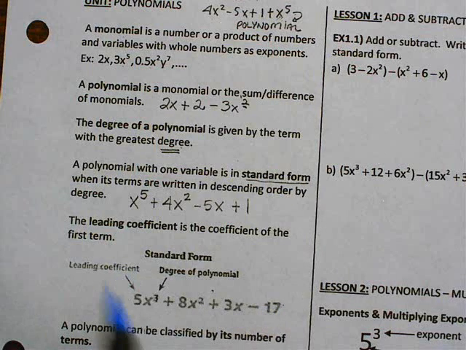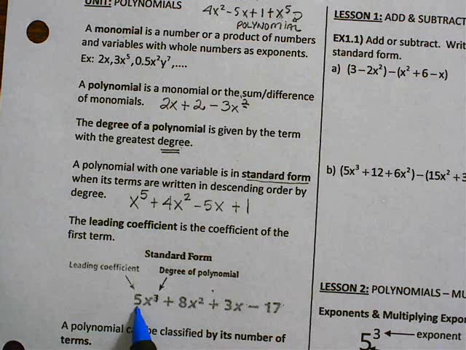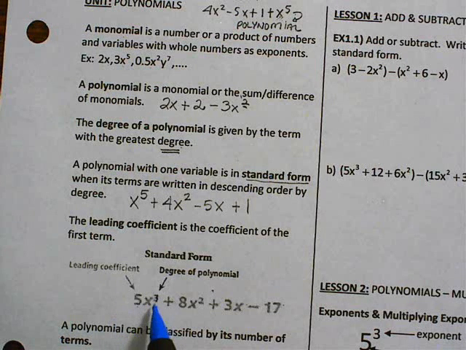So the leading coefficient would be the number in front of the variable with the biggest exponent. So in this case, the leading coefficient is 5. Also, let's remember degree is your biggest exponent, so the biggest exponent here is 3.